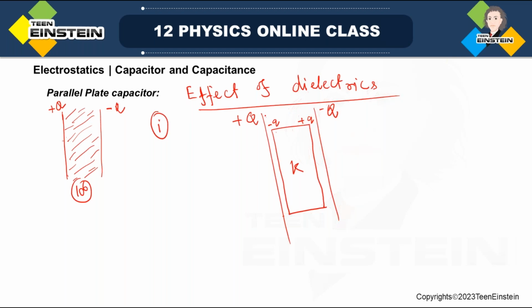The field outside is E, and there will be some electric field inside the dielectric slab also. The direction of that electric field is this, and the original one has direction this way. So the overall electric field in between the plates will be decreasing.